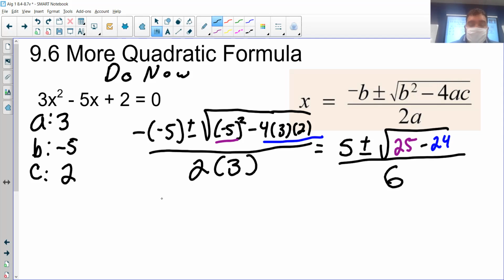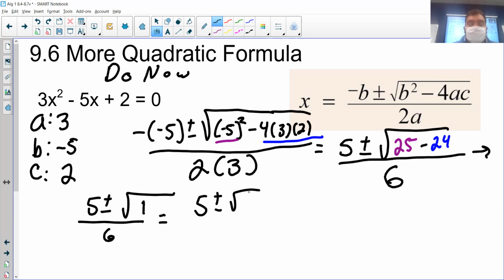Craig said to record it. I am recording. The square root of 1 is 1. You got it right. So 5 plus or minus, I'm continuing over here, the square root of 25 minus 24, which is 1, over 6. The whole answer is 5 plus or minus the actual square root of 1, over 6.